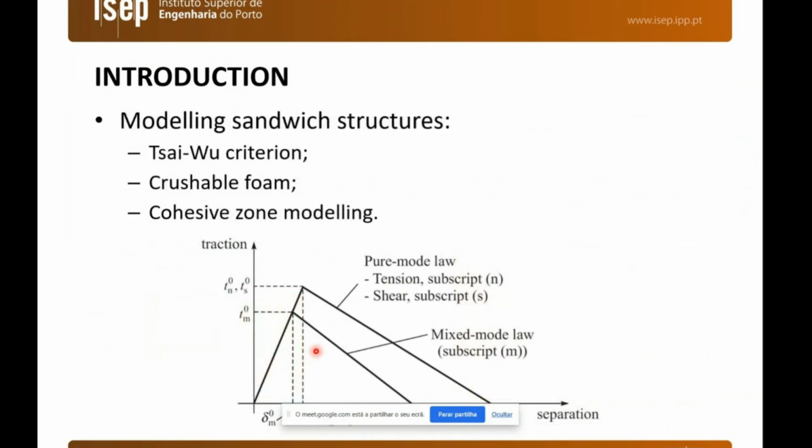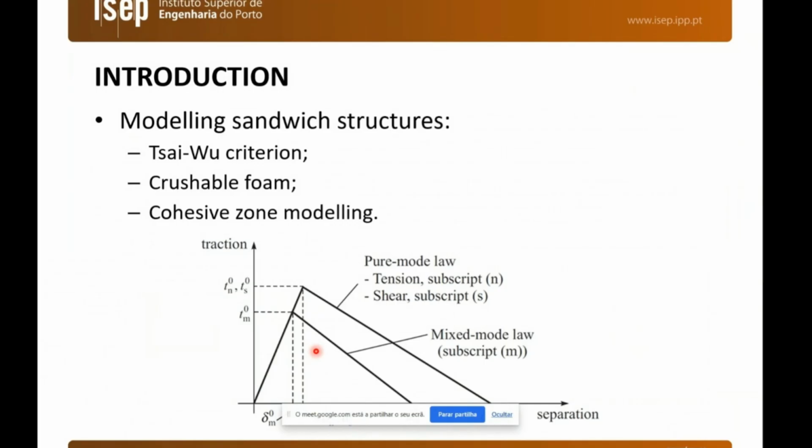In terms of modeling, there are different types of approaches to address the different components of the sandwich. In this case in particular, I just highlighted the ones that we are going to use. The Tsai-Wu criterion for the skins to assess failure of skins, the crushable foam criteria or damage model for the foam, which is the main type of behavior that we identified in the experimental test that we carried out under compression. And then the adhesive layer failure will be tested by cohesive zone modeling.